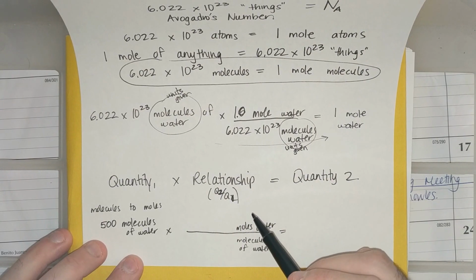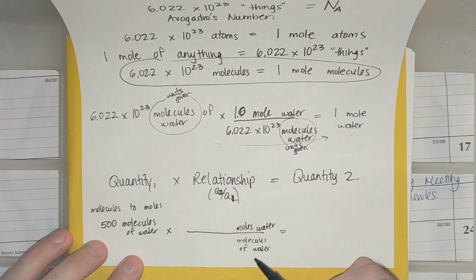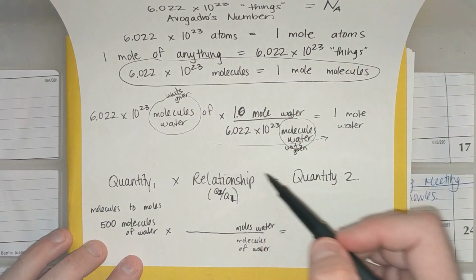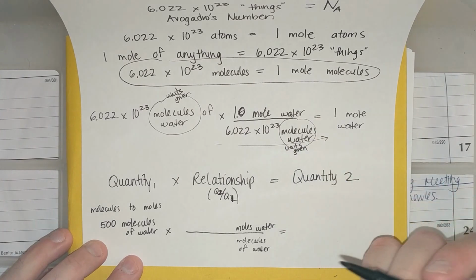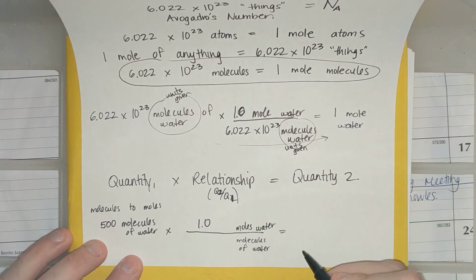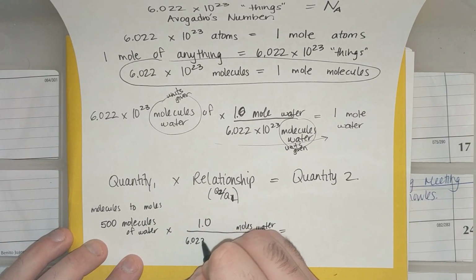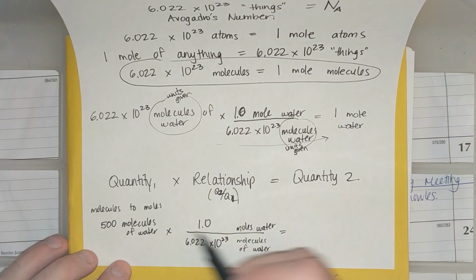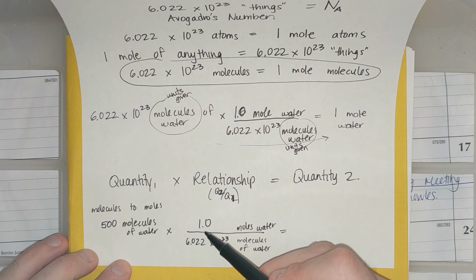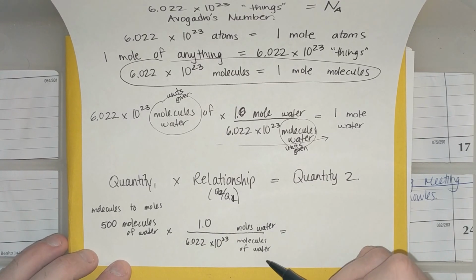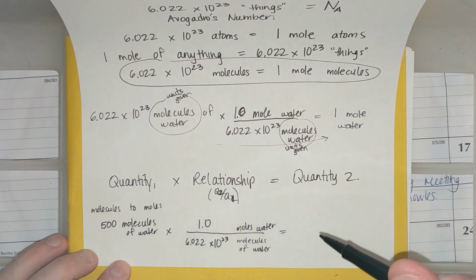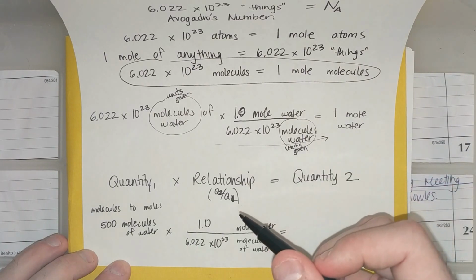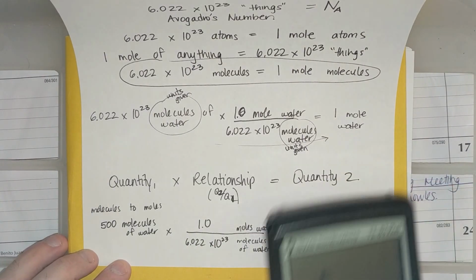And the only relationship that relates number of molecules to number of moles is this Avogadro's relationship, or Avogadro's number. 1 mole of water would be 6.022 times 10 to the 23rd molecules of water. Notice how I set that up. I did not put these numbers in first. I put the units in first. And then I figured out the numbers later with a given relationship. And I'm going to do another example like this later.